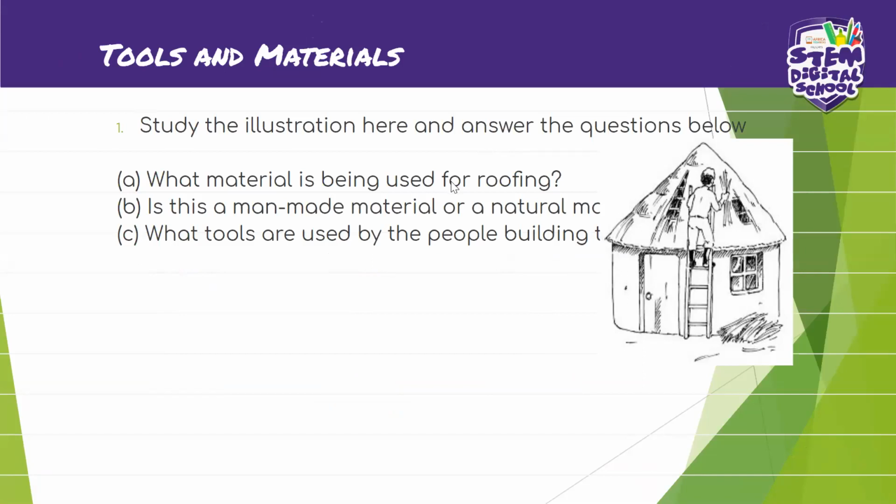Look at this person building a shelter. Study this illustration and answer the questions. What material is being used for roofing? Because we are looking at tools and materials that people use in solving their problems in technology. What is it that this man is using? What does it look like?